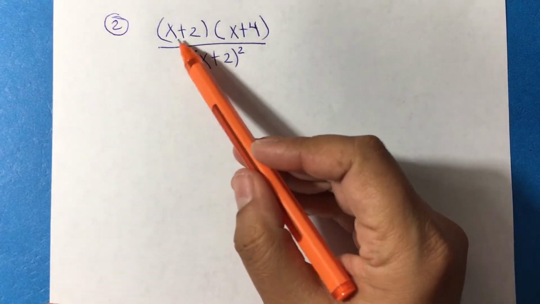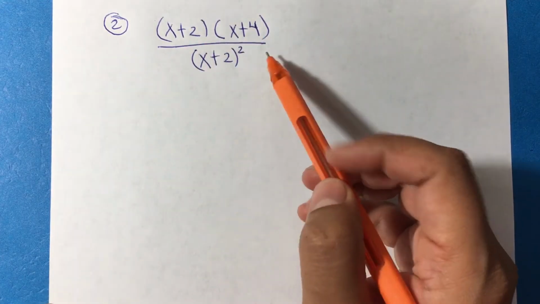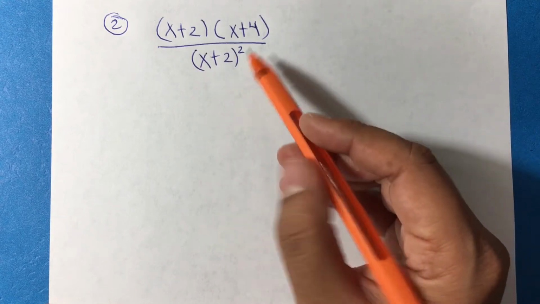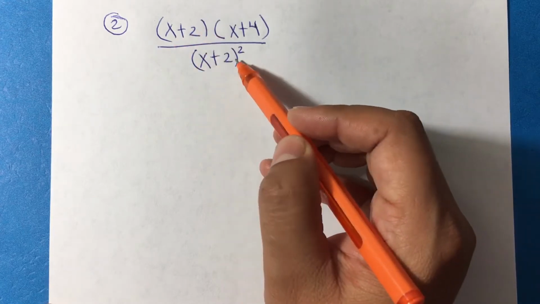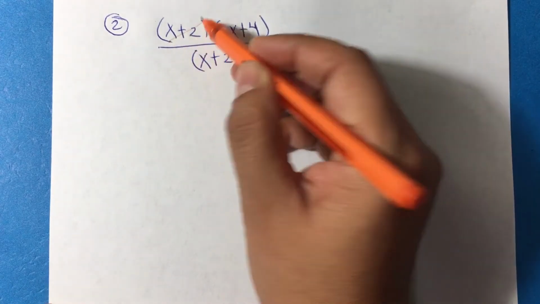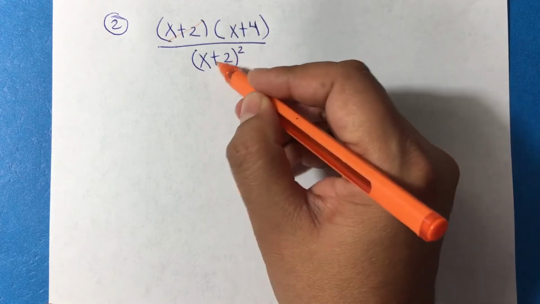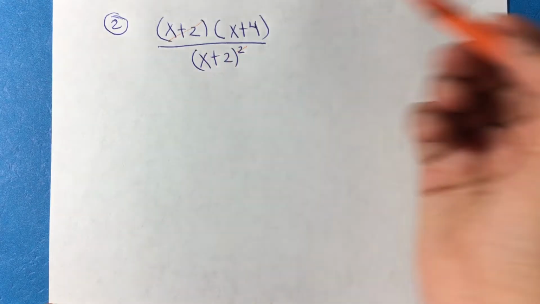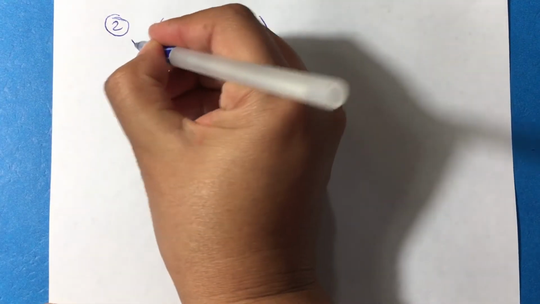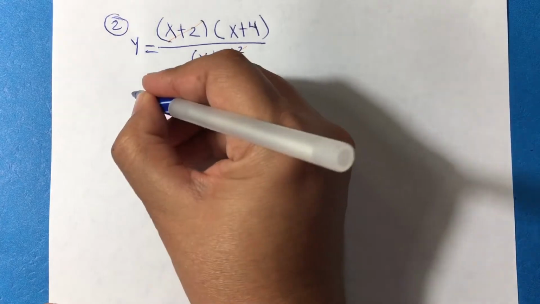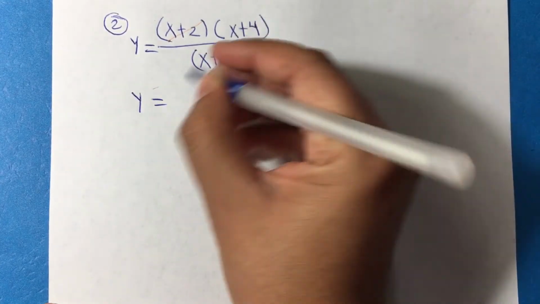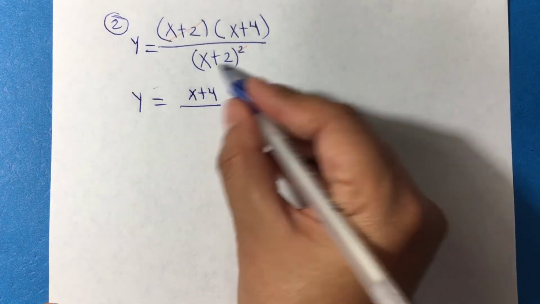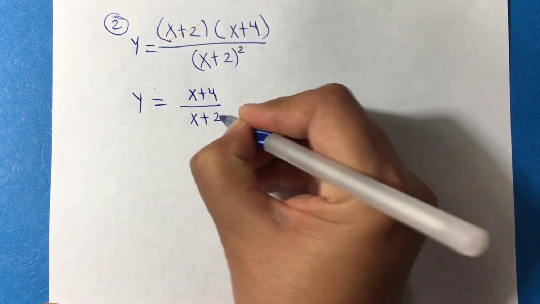For number 2, we have x plus 2 times x plus 4 over x plus 2 squared. And so we notice that x plus 2 and x plus 2 are both in the numerator and denominator. And so that means that it will cancel one of these. So now you only have one, which is x plus 2. So when we simplify, and I forgot to put the y in here, it's going to be y equals x plus 4. And you can put the parentheses or not, it's okay. And then over x plus 2.